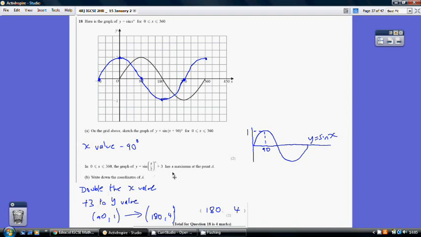Now we're talking about the maximum point of the sin curve. So just a quick little sin curve to gather our thoughts. Before we do any transformation, our maximum point is at 90, 1. So we're going to be doubling the x coordinate, so 90 becomes 180, and we're going to be adding 3 onto the y coordinate, so 1 add 3 becomes 4.